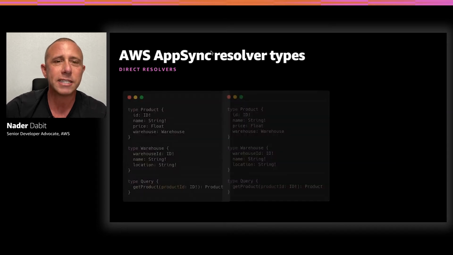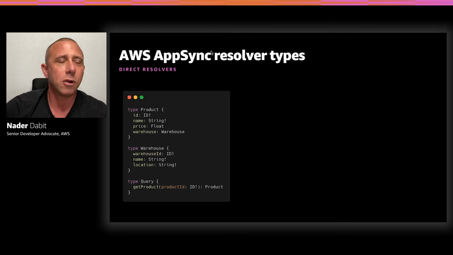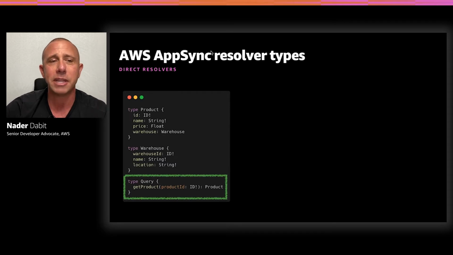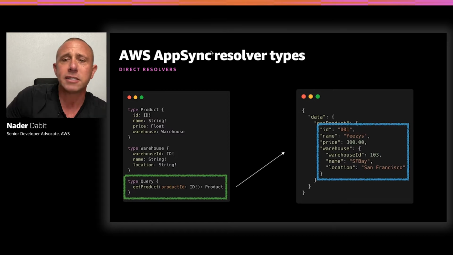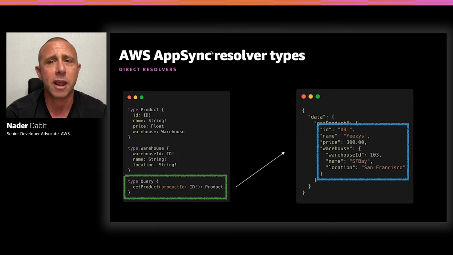So let's take a look at a basic type and see how this works. In this example, we have a product type and we have a warehouse type. And then we have a query that combines the product and the warehouse type to retrieve the ID, the name, and the price from the product, and then the warehouse ID, the name, and the location from the warehouse together in a single query called getProduct. This query takes in an argument of product ID and returns the product, which combines the product and the warehouse. And then the data that we want to get back is going to look something like this. We want to get the ID, the name, the price, and the warehouse information from the product type.